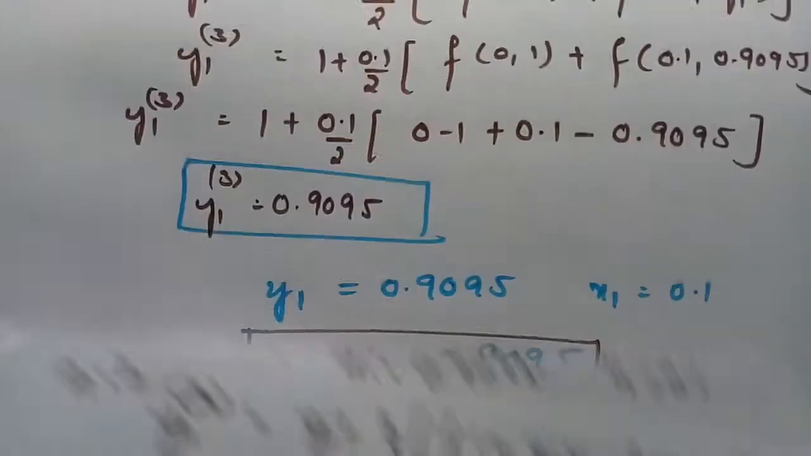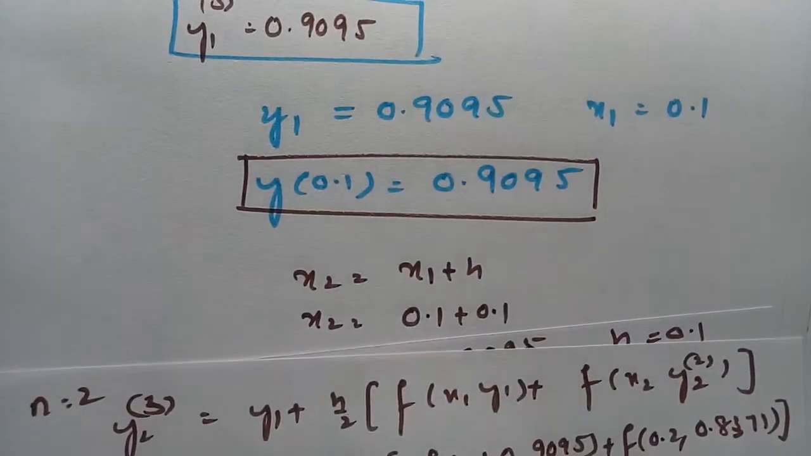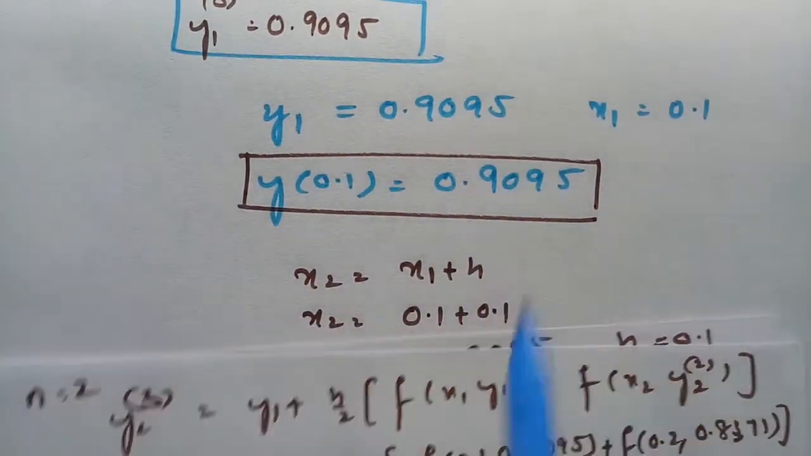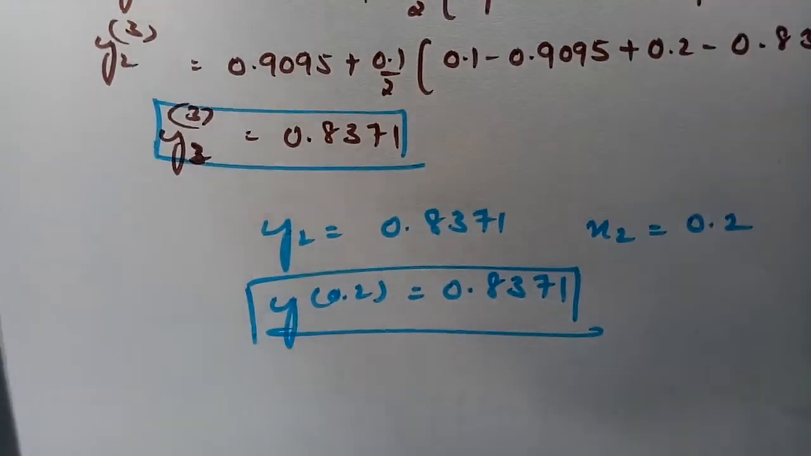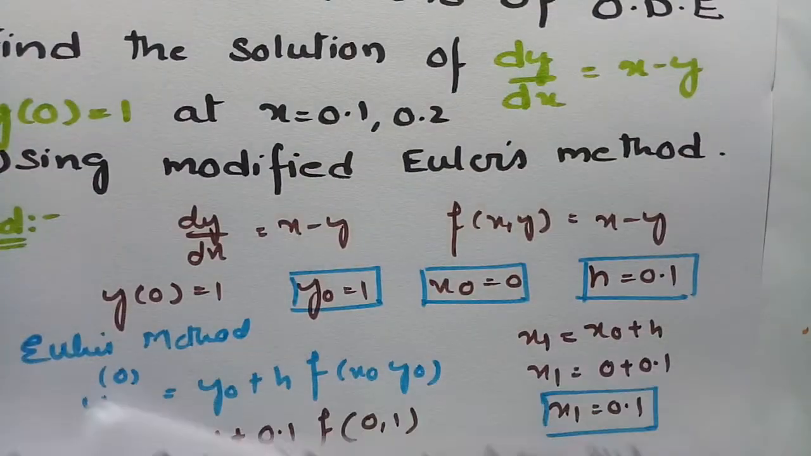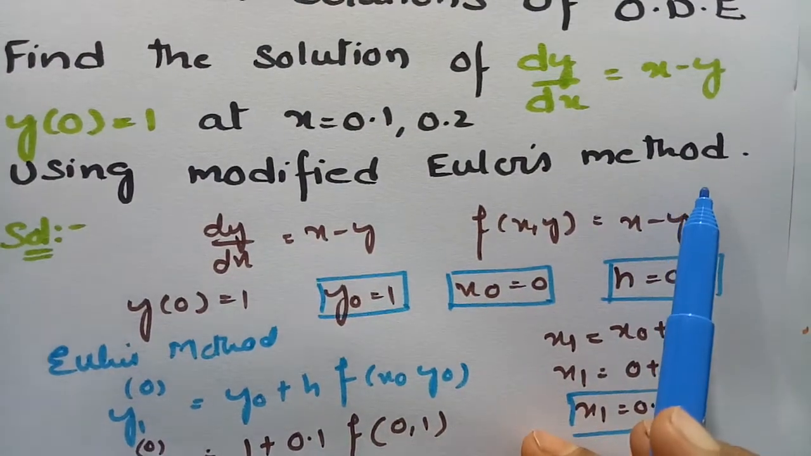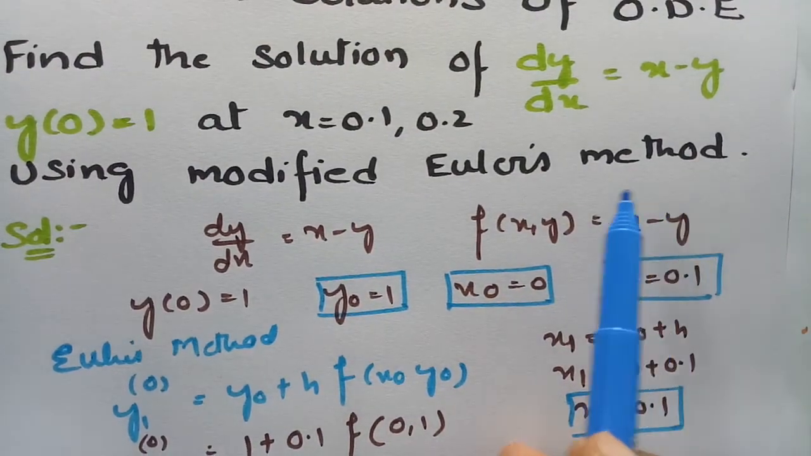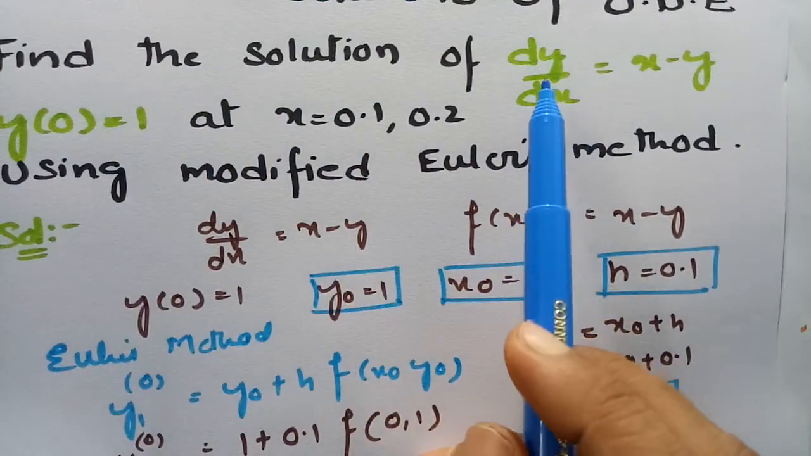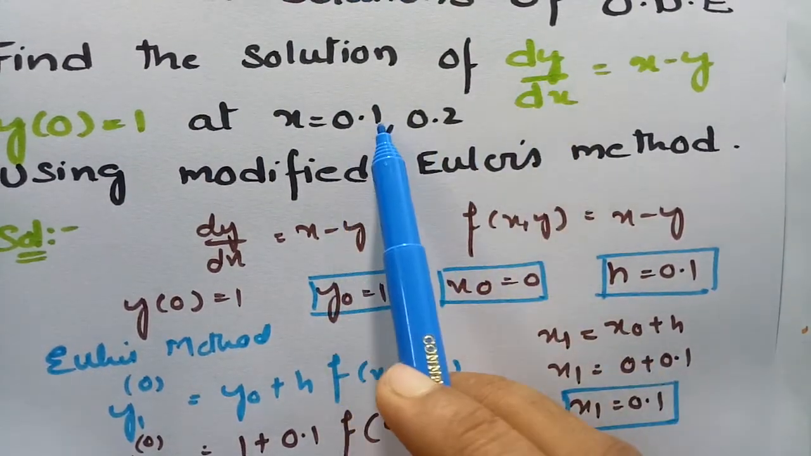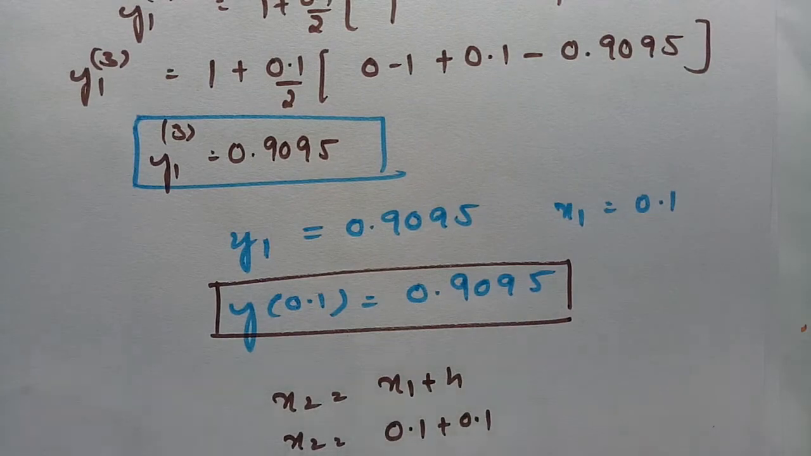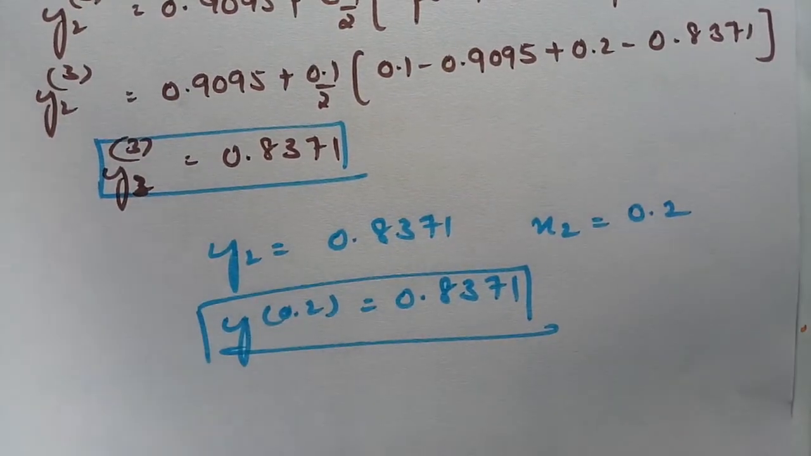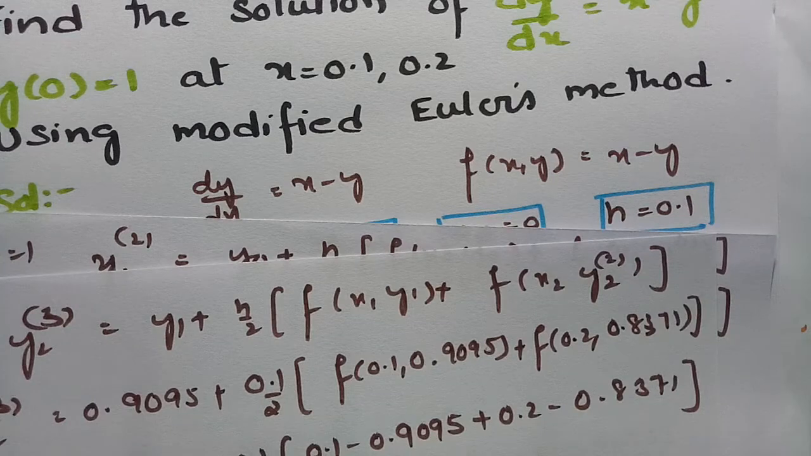So you have to make three approximations. So y at 0.1 is 0.9095 and y at 0.2 is 0.8371. First of all, we have to use Euler's method, and then we have to go with modified Euler's method and find the value. If you make the solution, we'll get the y, and y at 0.1 is 0.9095 and y at 0.2 is 0.8371. This is how we have to solve.